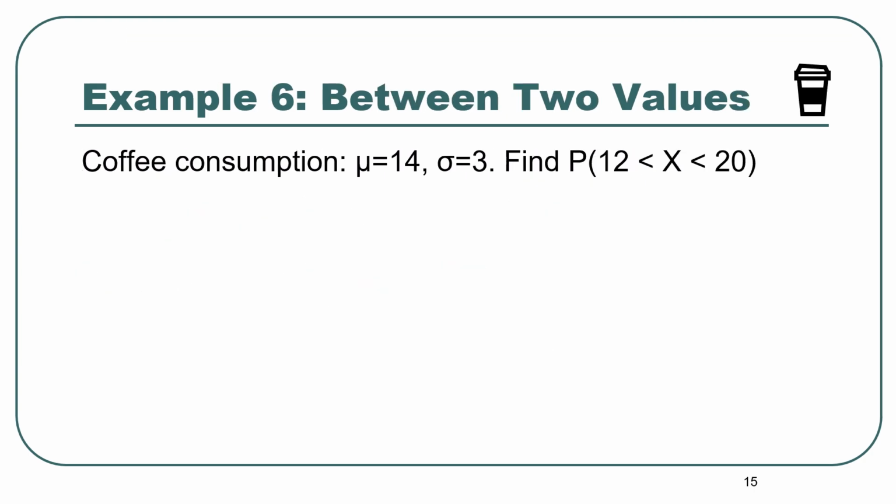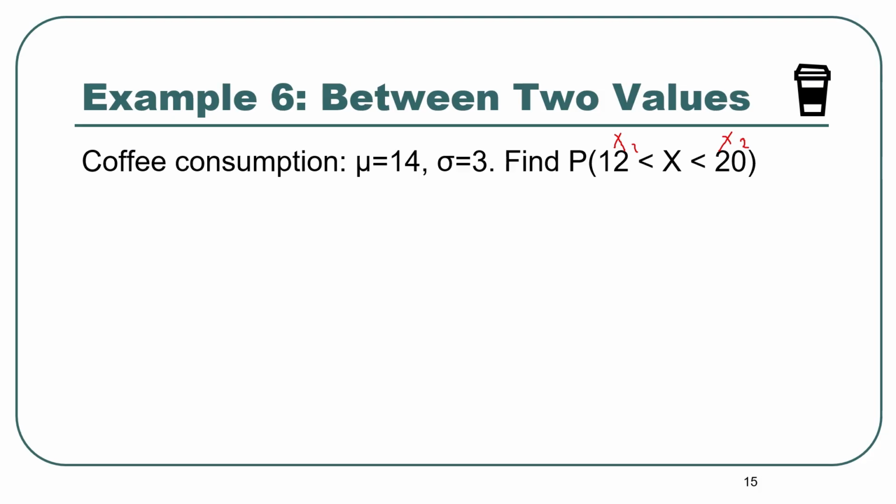So let's see this example. Daily coffee consumption is normally distributed with mu, or mean, equal to 14 ounces and sigma, standard deviation, 3. And we want to find the probability that the consumption would be between 12 and 20 ounces. So again, we need to convert this to standardized values. Let's do that together. I will convert the 12 and the 20. Let me call this x1 and this x2.